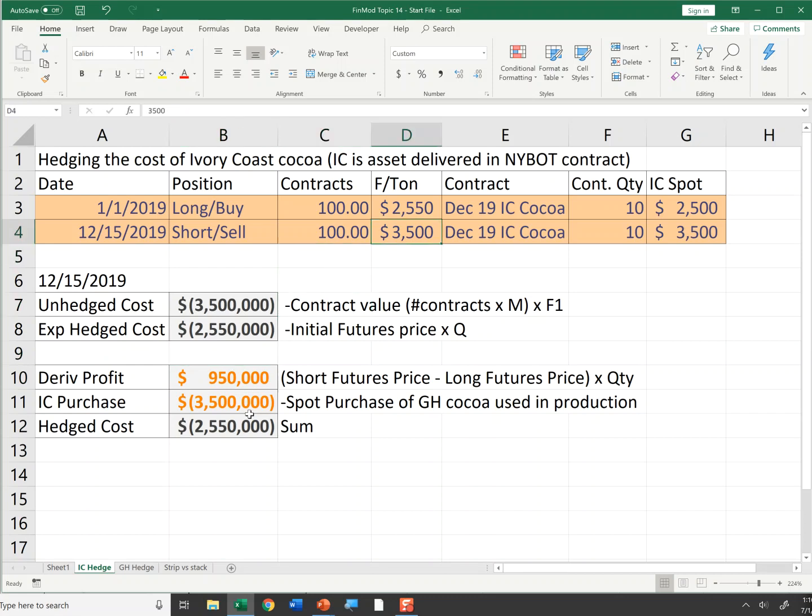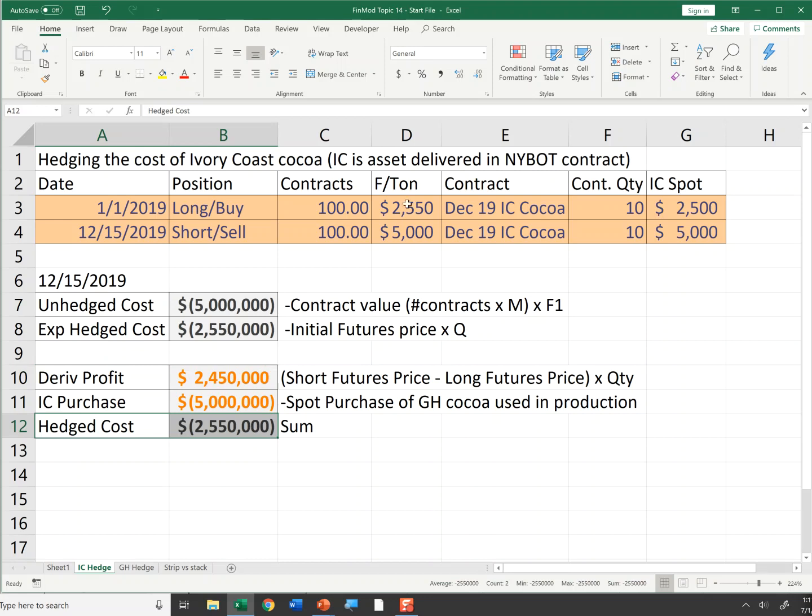Now, let me just show you, what if the price of cocoa goes to $5,000 in December? So the spot and futures price converge to $5,000. Notice, if they didn't hedge, they would have paid $5 million. But they've locked into $2.55 million. However, what's going to really happen is they're going to buy their cocoa for $5 million and get a check from the exchange for $2.5 million. In the end, they have locked into this futures price.